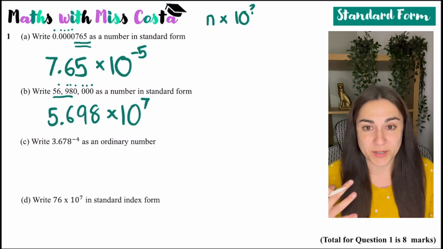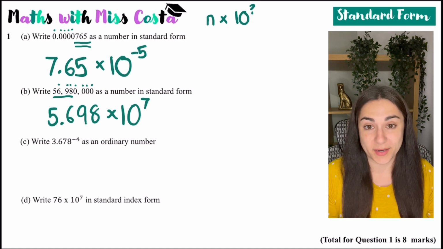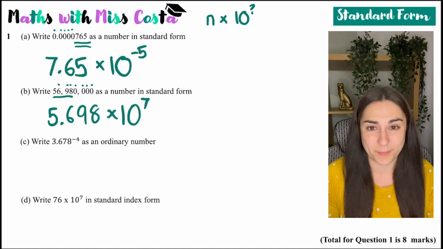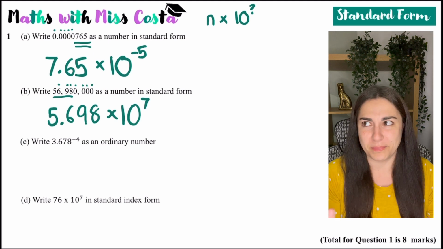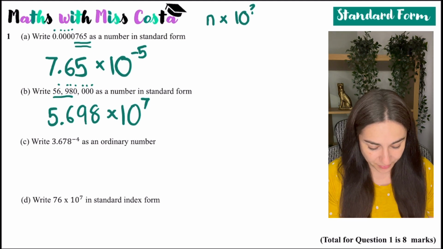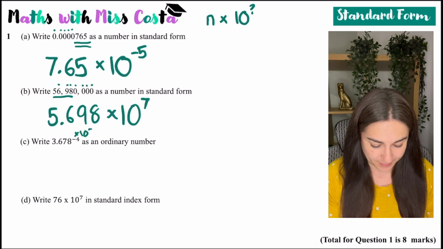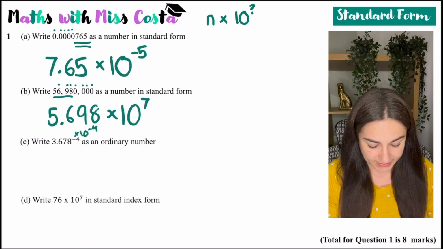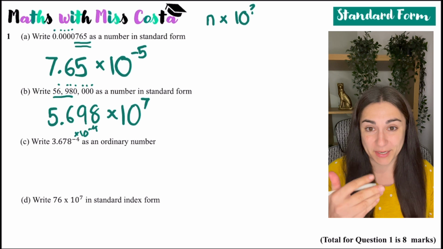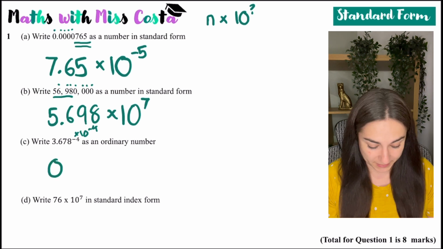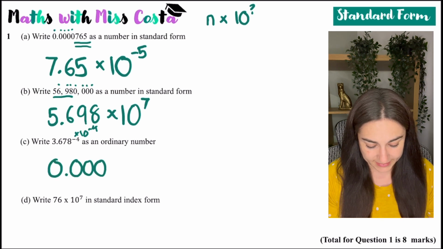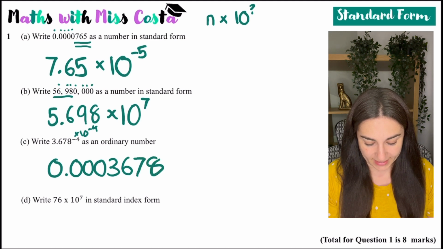Now I've got a number that's been written in standard form and I need to write it as an ordinary number. All that means is just as a number by itself. So 3.678, oh, that should say times 10 to the power of negative 4. The negative 4 means I'm going to have 4 zeros before my number starts. So 0.000, and then I write my number, 3678.